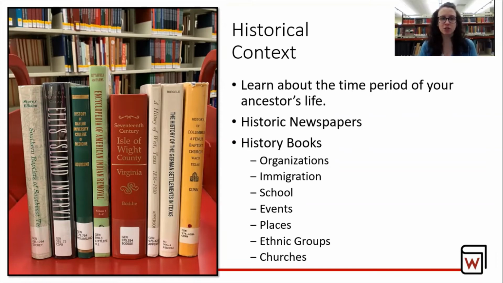You can also use history books. So here's a few different types of history books to use. So aside from just community histories, you can also read about the history of organizations, about different migrations or immigration movements, about schools or events, different places, different ethnic groups, different churches. These are all common types of history books that you can find, many of which we do have in our collection.